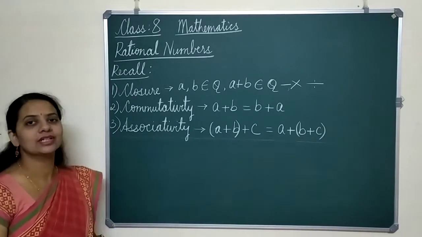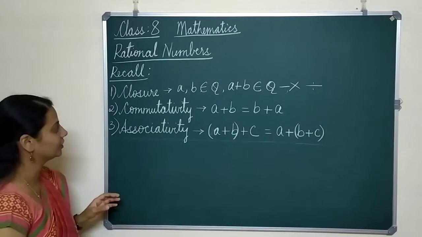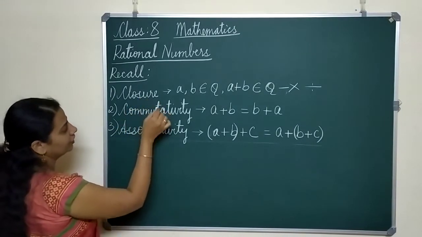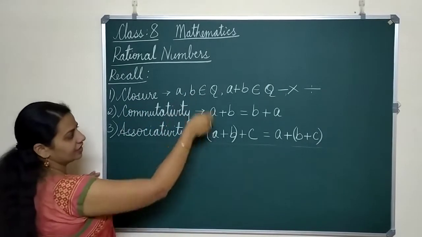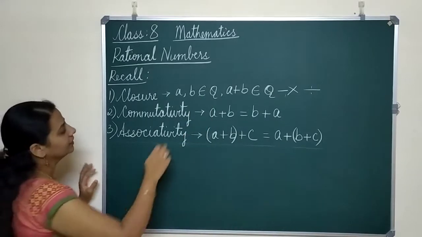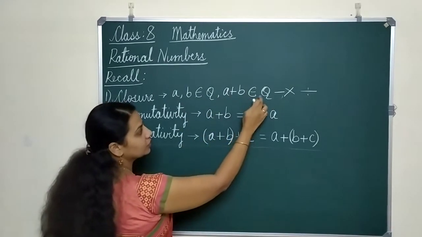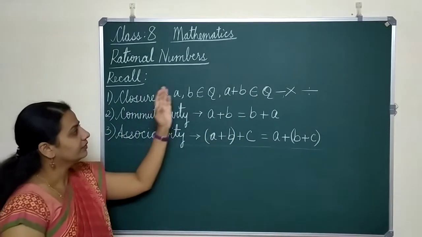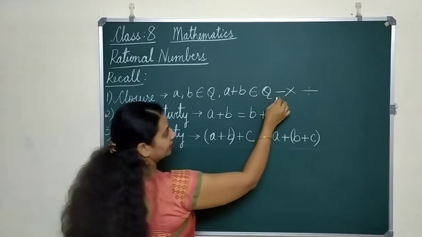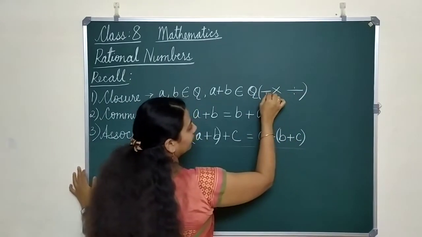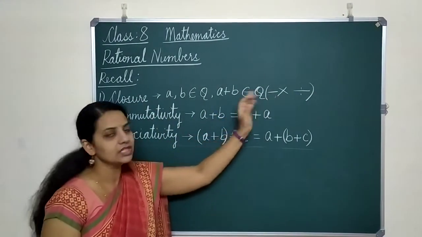So before we move on to the other properties, we will recall whatever we have done in the previous session. So what was that? Closure property, commutativity and associativity. What is closure property? Say for example, under addition, any number a and b which belongs to rational numbers, a plus b also belongs to rational numbers. If this holds good, then we can say that closure property holds good under addition, and we can try it out under subtraction, multiplication and division also.